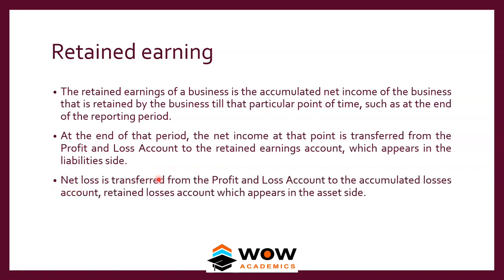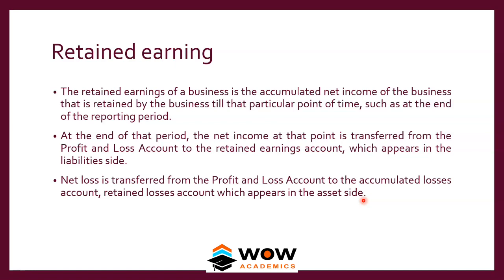So at the end of that period, the net income at that point is transferred from the profit and loss account to the retained earnings account, which appears on the liability side. Okay, so every year the P&L profit amount gets added to the retained earnings amount. The net loss is transferred from the P&L account to the accumulated losses account, the retained losses account, which appears on the asset side. So if you have profit, they are added together and it becomes retained earnings.